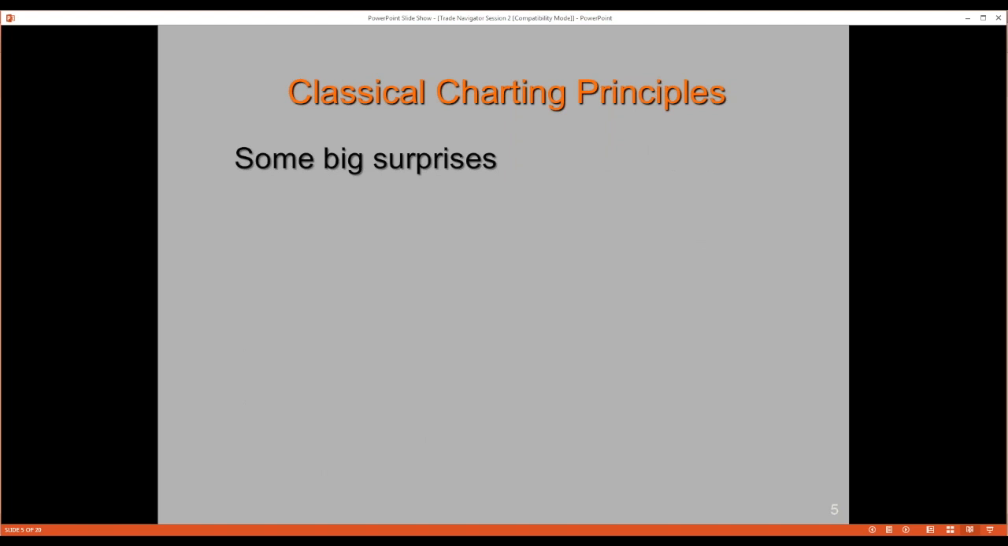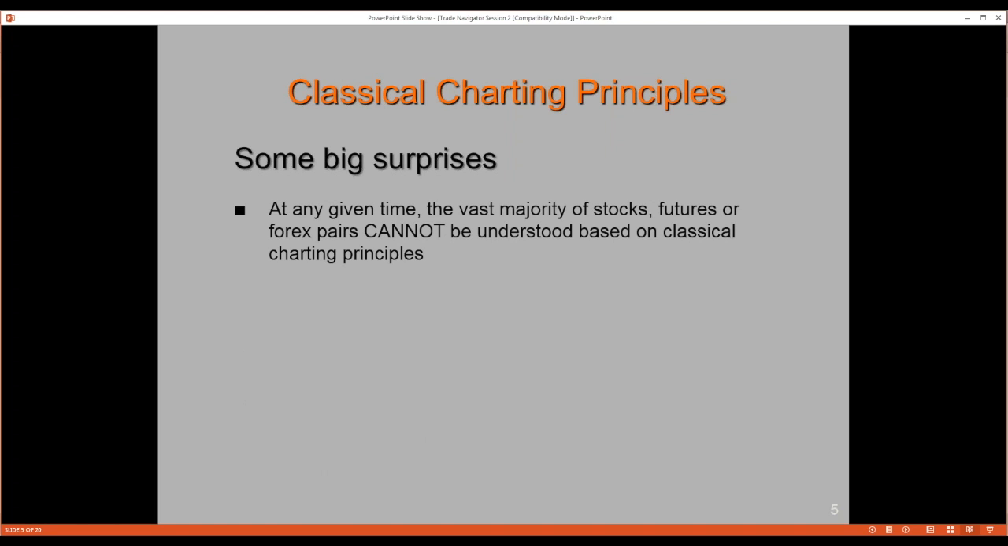I want to talk about some big surprises, and some of these may find some disagreement out there with you, and if so, that's fine. At any given time, the vast majority of stocks, futures, or forex pairs cannot be understood based on classical charting principles. Again, I touched on this already.